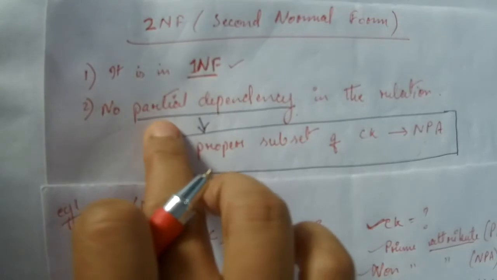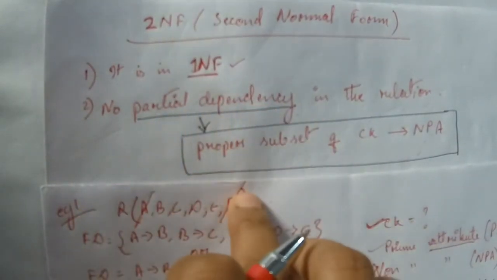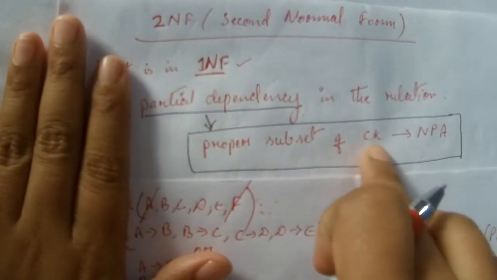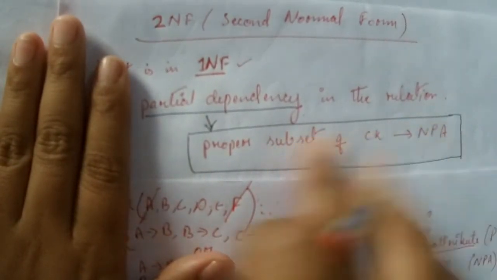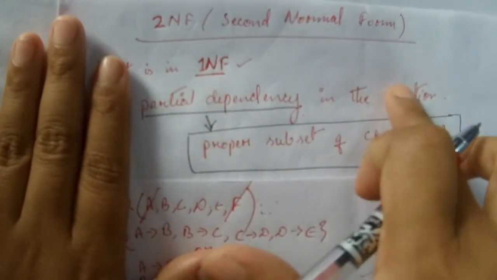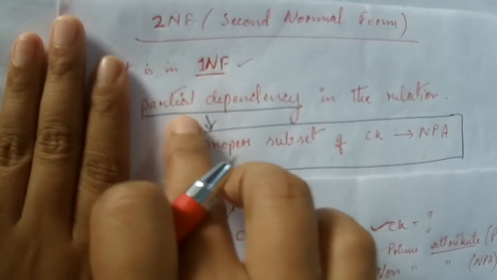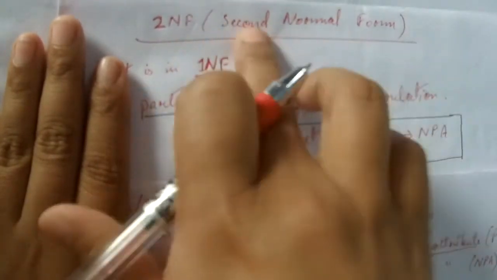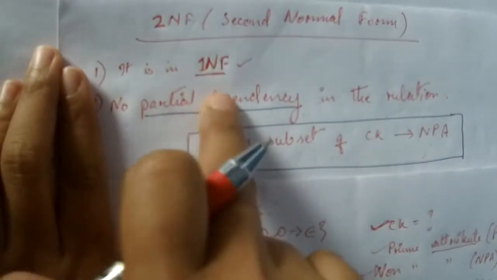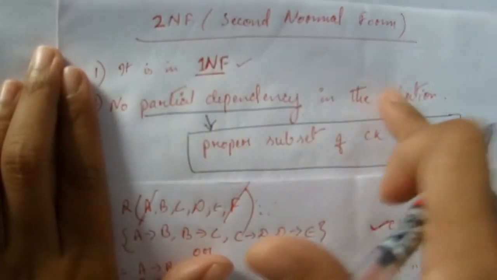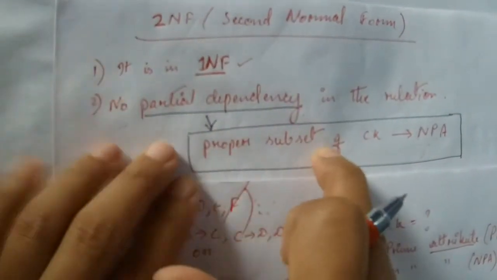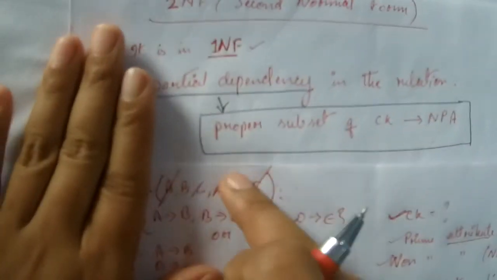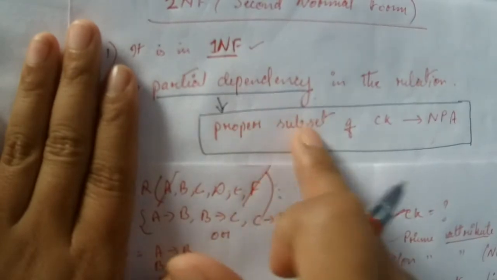And how to find a partial dependency? Partial dependency means the proper subset of a candidate key determines a non-prime attribute. If this is the case in our relation, then we can say that partial dependency is there. And if there is partial dependency, that means it won't be in second normal form. That's why it says here no partial dependency. We do not want partial dependency in this relation. So we will follow this method and check whether we have partial dependency or not in this relation.